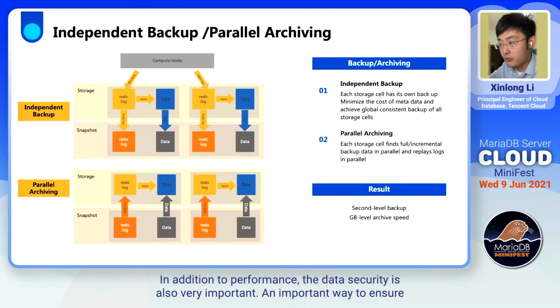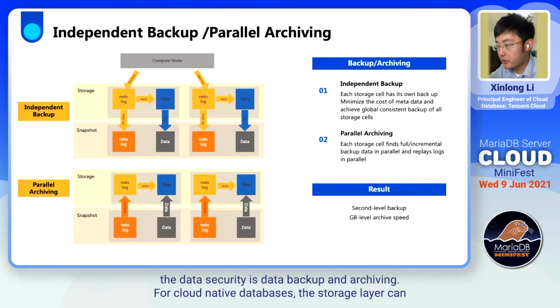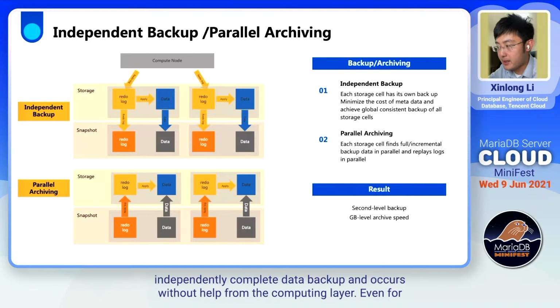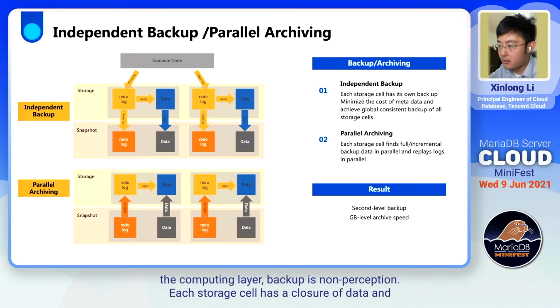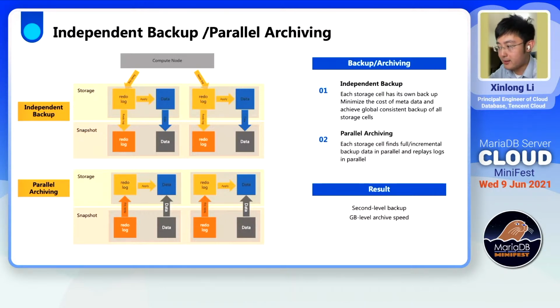In addition to performance, data security is also very important. An important way to ensure data security is data backup and archiving. For cloud-native databases, the storage layer can complete data backup and archiving without help from the computing layer. Even for the computing layer, backup is imperceptible. Each storage cell has a closure of data and log.